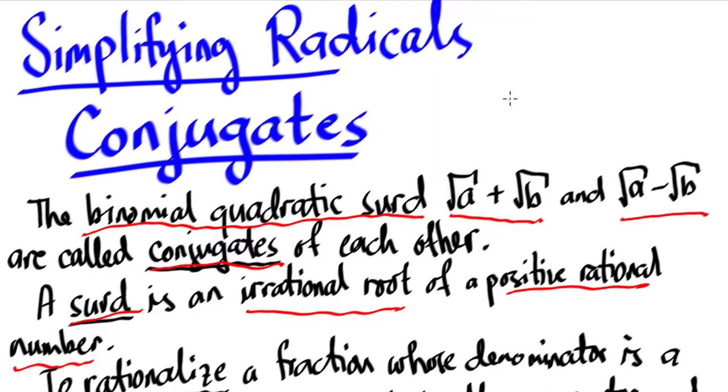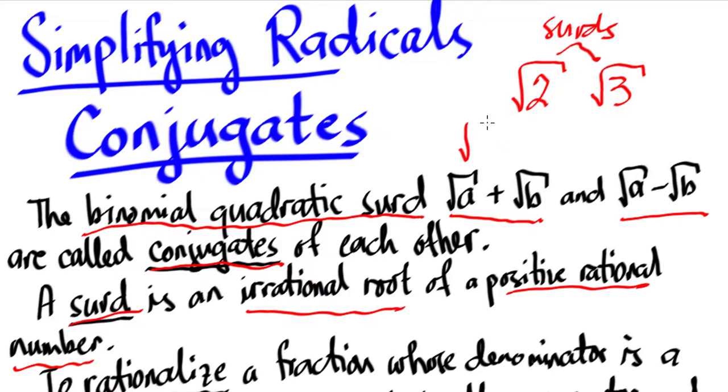For instance, the square root of 2 is a surd because this is a positive rational number and the answer is irrational, meaning we cannot extract the values here. Square root of 3 is also a surd. These are examples of surds. We cannot simplify them. But square root of 4 is not a surd, since square root of 4 is equal to positive or negative 2. So a surd is only an irrational root, the root that cannot be extracted from the radical sign of a positive rational number.